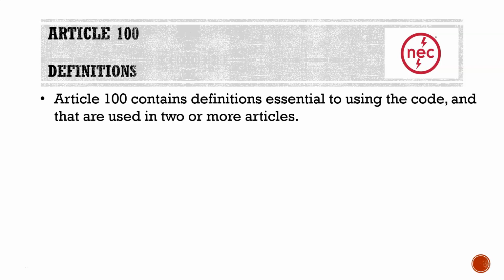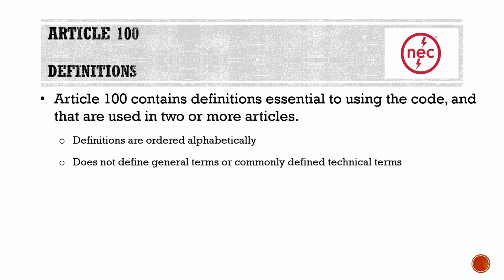Primarily, as it says here, they only provide definitions for where they use terms multiple times in the code. The definitions in Article 100 are organized alphabetically from A to Z. As I'd said, it does not define general terms or commonly defined technical terms, and it is divided into 3 separate parts.